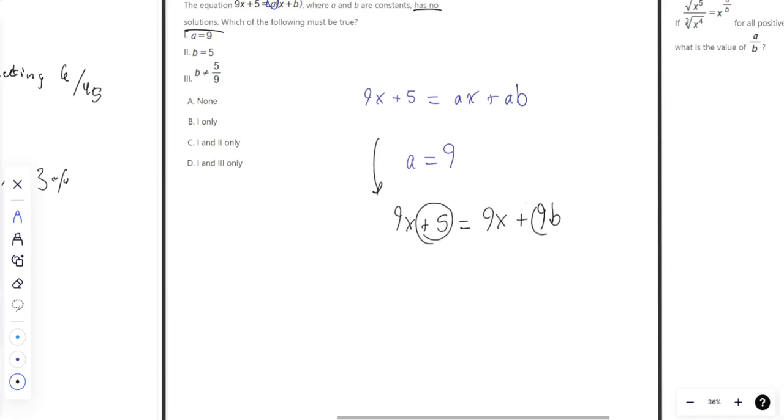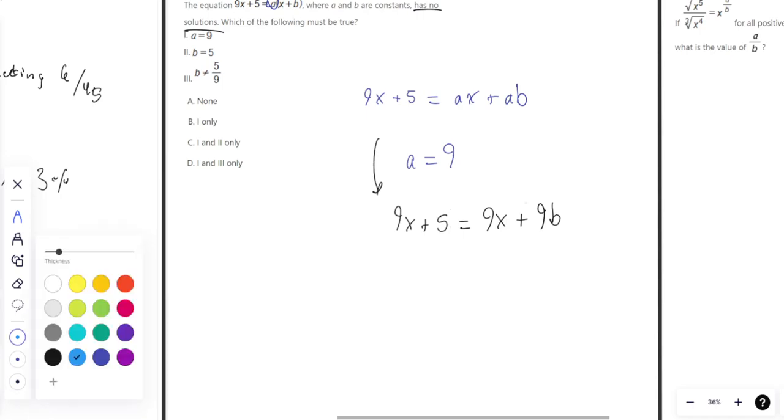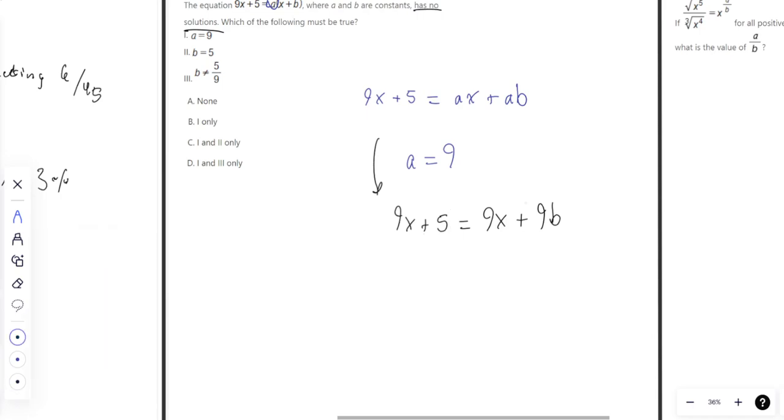That means the only restriction we have is on the intercept: this constant term cannot be equal to 5, so 9b cannot be equal to 5. If we solve that condition as well, we get b cannot be equal to 5 over 9. So point number 1 and point number 3 are true. As for 2, b could really be anything as long as it's not 5/9. So that would just be answer choice D, where 1 and 3 are both true.